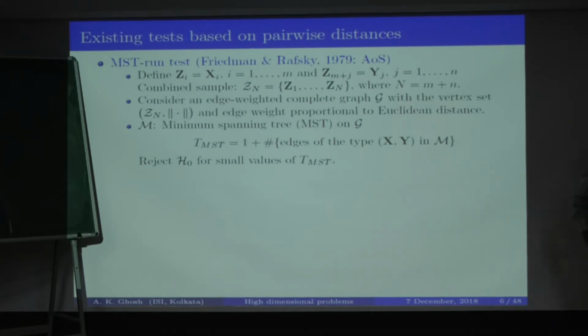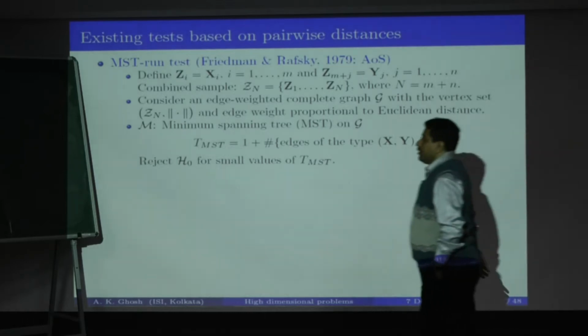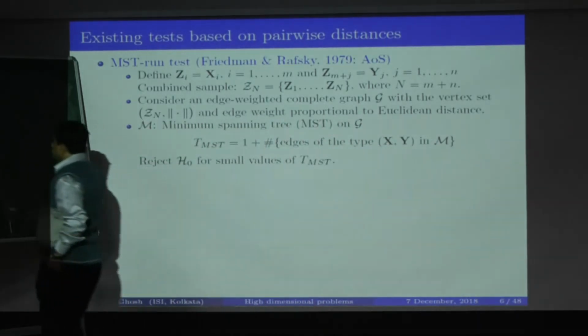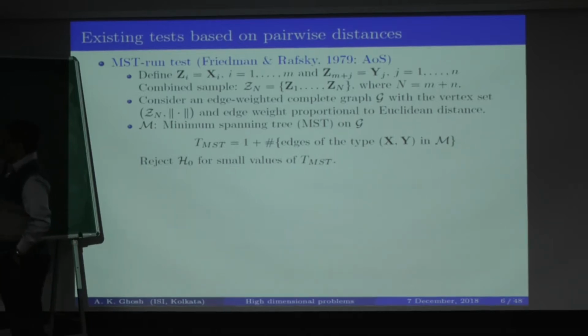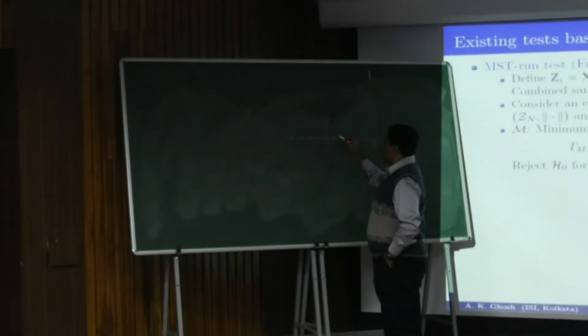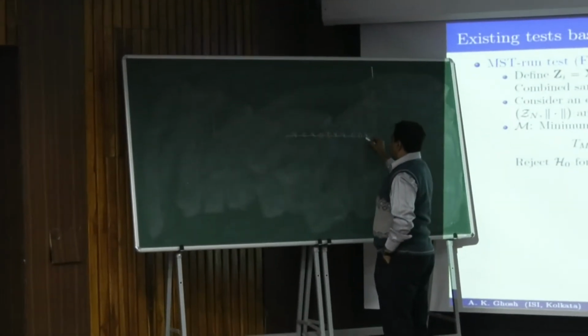What is a run test? That we know in the one-dimensional setup, right? We have some observations from f, some observations from g in one dimension. You can arrange the observations in increasing order, and after that you can count the number of runs. Suppose I have some one-dimensional observations. So cross represents an observation from one class, and 0 represents an observation from the other class. Suppose I have arranged the observations and I got a sequence like this.